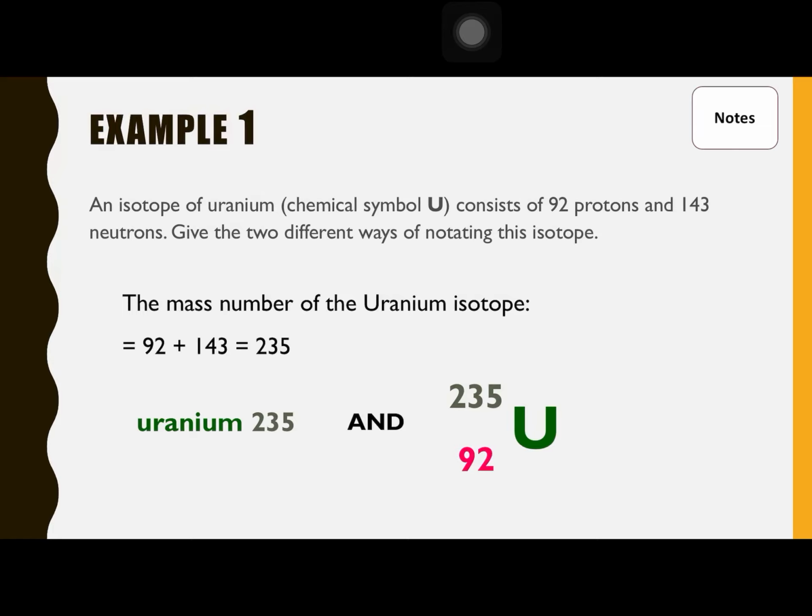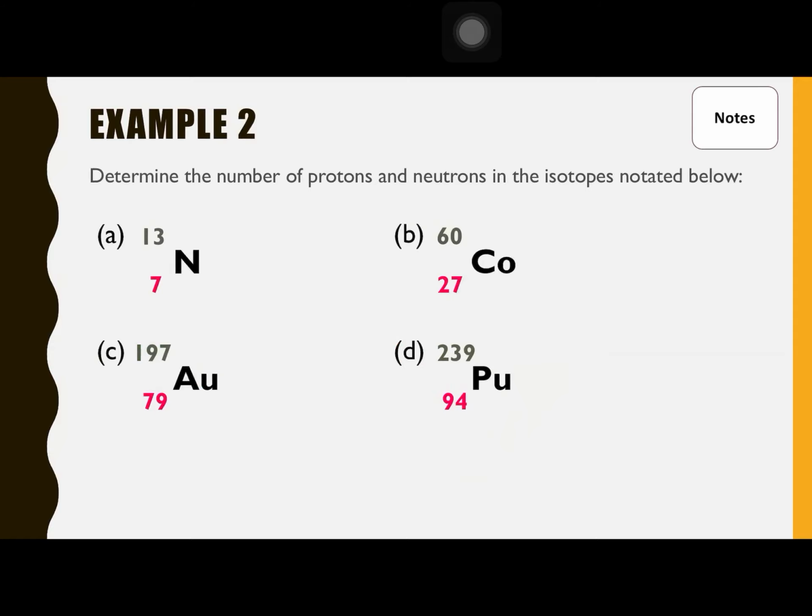So the first thing you need to know is that when you want to notate this isotope, you need to know the mass number. The mass number is the number of protons plus the number of neutrons, so you have to work that out first. The number at the bottom tells you the number of protons. The number on top tells you the number of protons plus neutrons. Okay, again, pause here and try example 2.